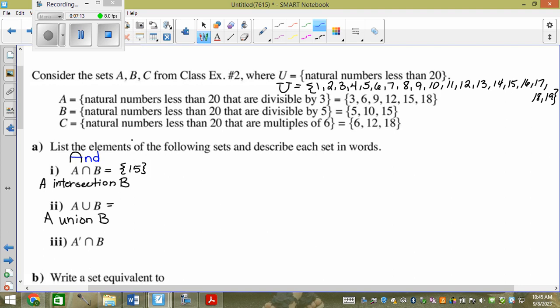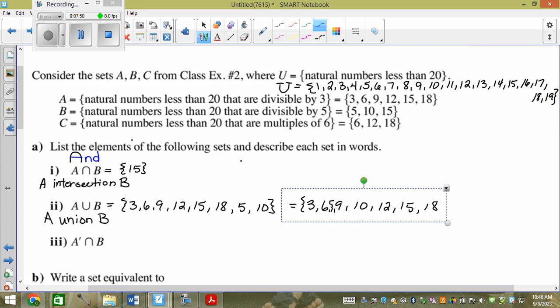So what's in A? A has 3, 6, 9, 12, 15, 18. Okay, and what does B have? 5, 10, and 15. Do I have to write 15 again? No. P.S. I would never write it like this because it's out of order and it bothers me. But you can write it out of order. I would write it as 3, 6, 9, 10, 12, 15, 18, and a 5 in here. Oh gosh, I put it out of order.